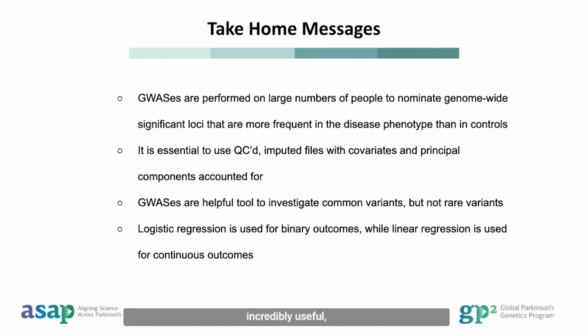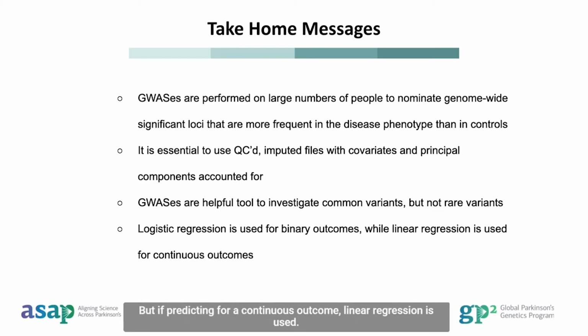While incredibly useful, it is important to remember that GWASs also have their limitations. Their biggest one is that they are geared to analyzing only common variants. Finally, if predicting for a binary outcome, like if the person has the disease, logistic regression is used. But if predicting for a continuous outcome, linear regression is used.